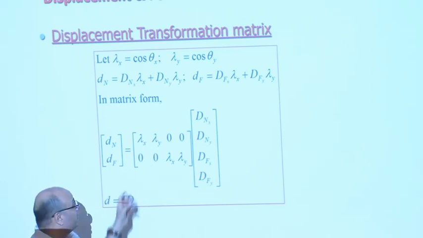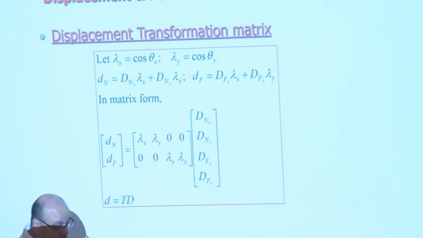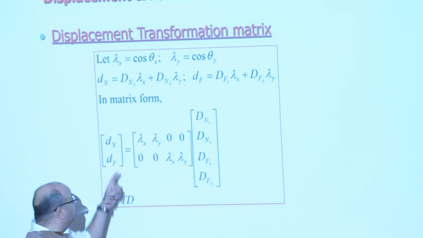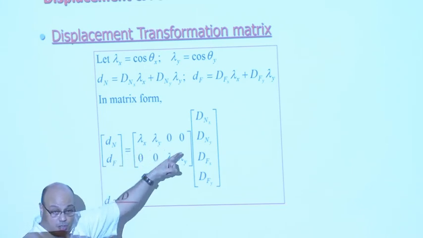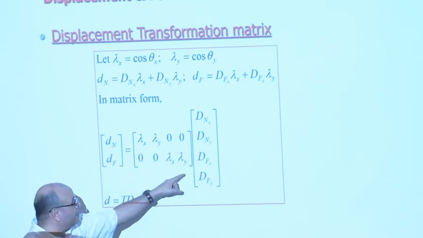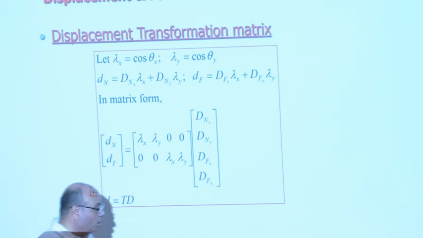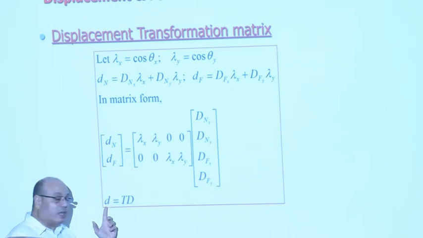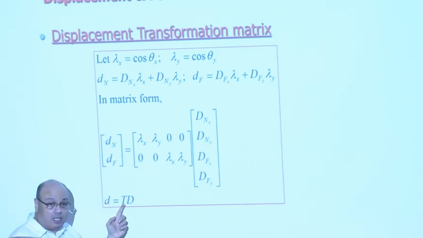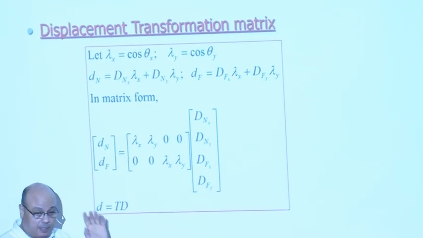of the transformation matrix. So this transformation matrix, which is 2 by 4, that has lambda x, lambda y, 0, 0, and 0, 0, lambda x, lambda y, is used to transform the displacement from local coordinate system into global coordinate system. And that is what we have, d equals T, the transformation matrix, times D.